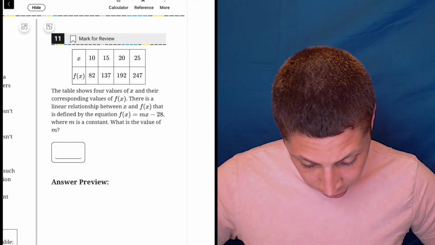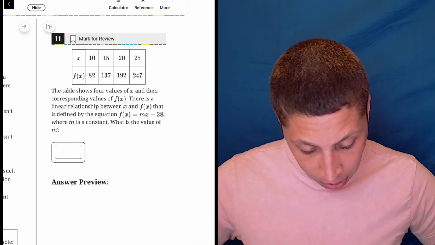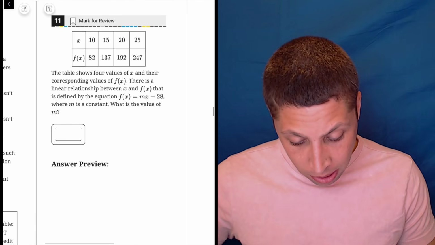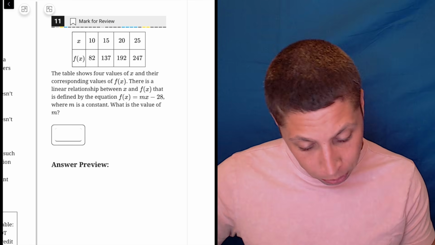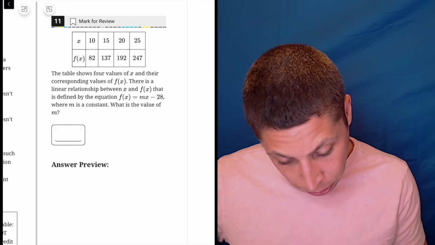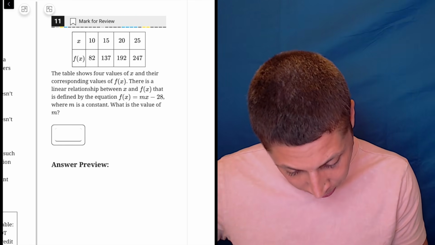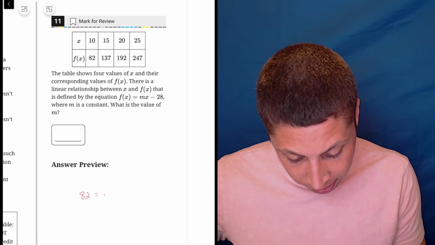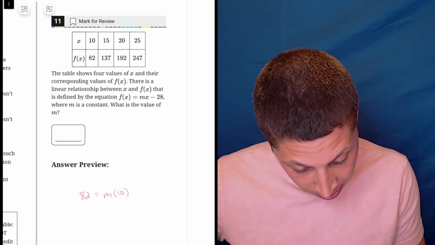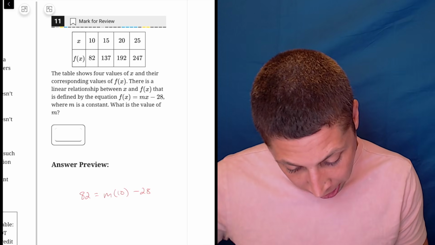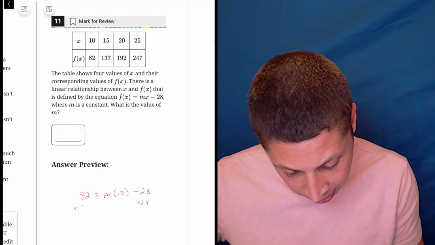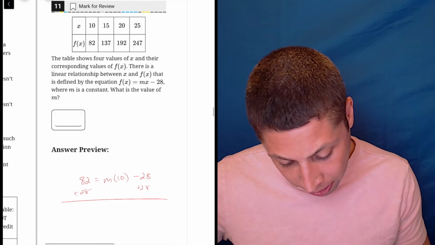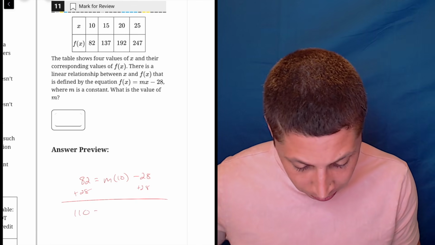All right, 11. The table shows 4 values of x. Okay, there's a linear relationship, where m is a constant. What is the value of m? So what is the slope? This is easy. Here, I guess I could just plug points into equations. So why don't we do the first point? So 82 is my y, is equal to m times 10 minus 28. So we add 28 to both sides, and that would be 110, I believe.